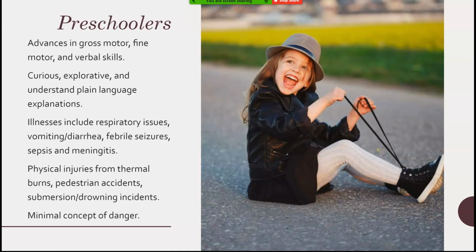However, your physical injury risks also increase, because kids don't have a really strong concept of what danger is, right? They don't necessarily understand that they can get hurt until they do. And they are fearless, which is also terrifying, because you now are trying to wrangle a fearless child.